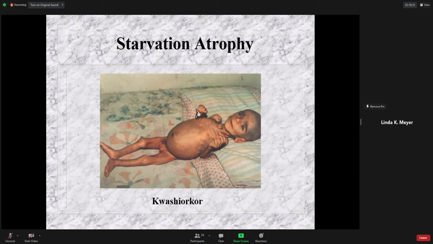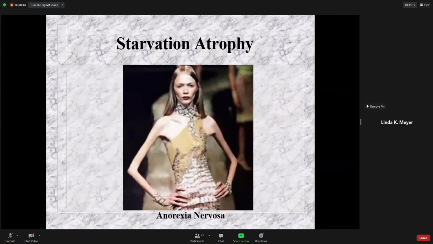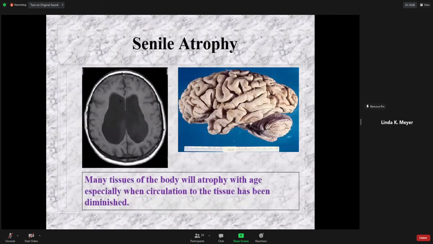And then, anorexia, where again, the person has a condition where they're not getting enough calories and nutrients, and you can just see the wasting away of the individual in this photo. So those are examples of starvation atrophy.